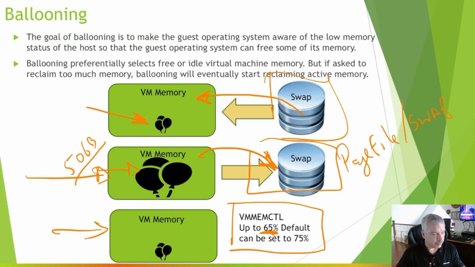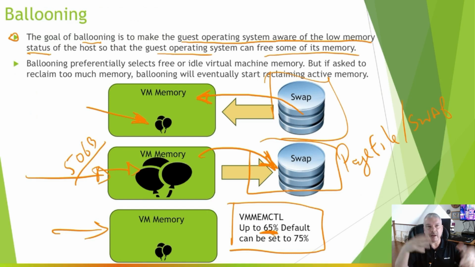Oh, one other thing too. The goal of the ballooning is to make the guest operating system aware of the low memory status of the host, so the guest operating system can free up its memory. You can have an operating system that loads up different applications and they close or you minimize them, and they still have those pages in memory sitting there. They haven't been, for lack of a better term, flushed out. This is a method used to say, hey, operating system, flush out your memory that you don't need, okay? So that's kind of cool.